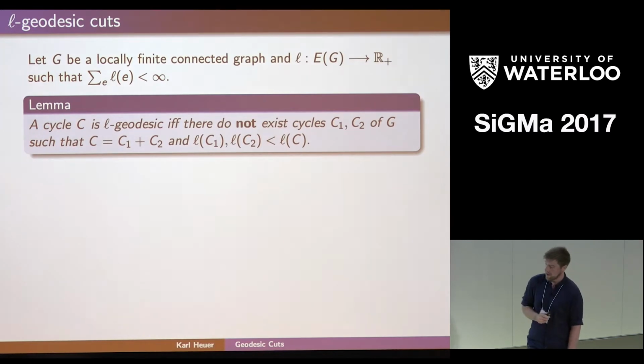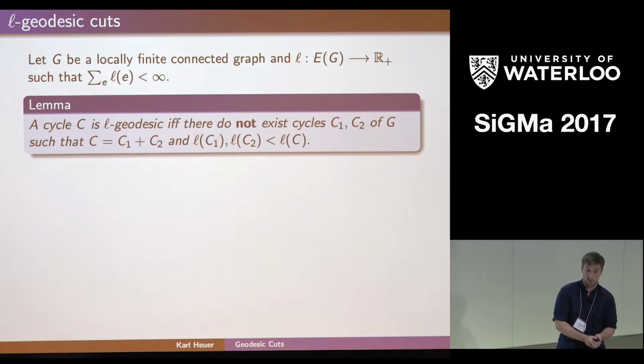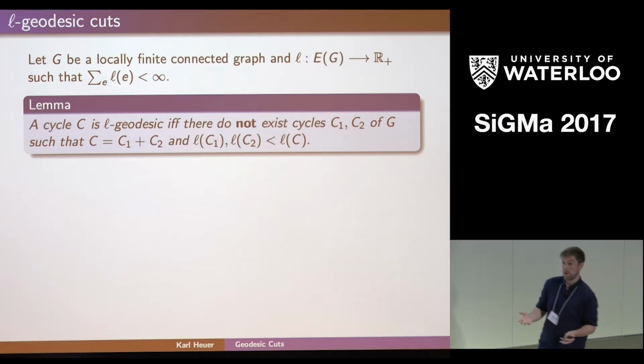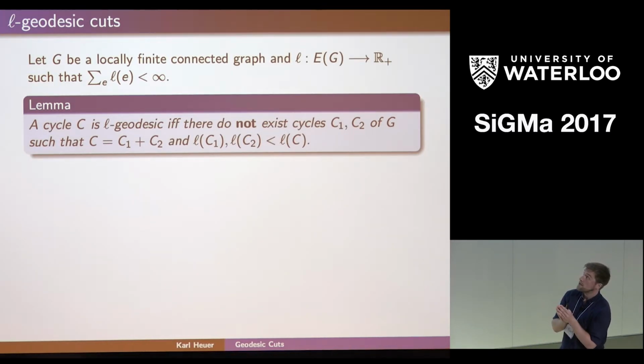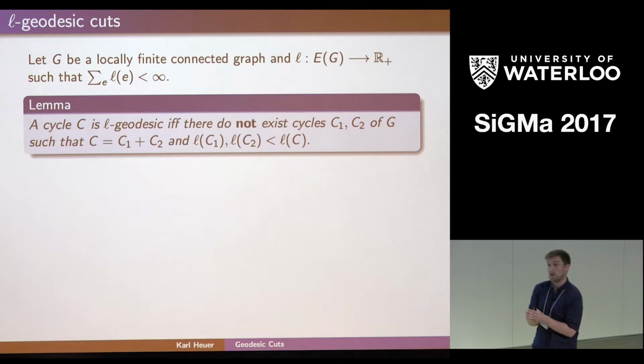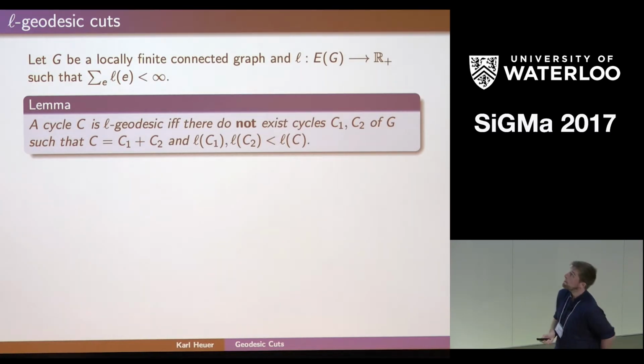Yeah, but actually this decomposition is not just a consequence of being not geodesic, it's actually equivalent. So maybe again, a cycle is L-geodesic if and only if you can't write it as a sum of precisely 2 shorter cycles. And now this looks much more algebraic and maybe also applicable for matroids.